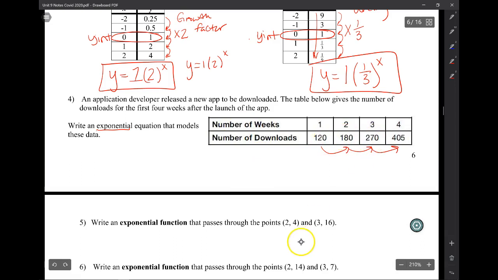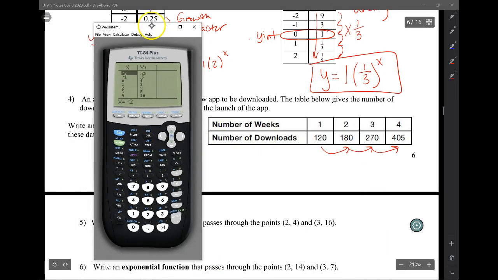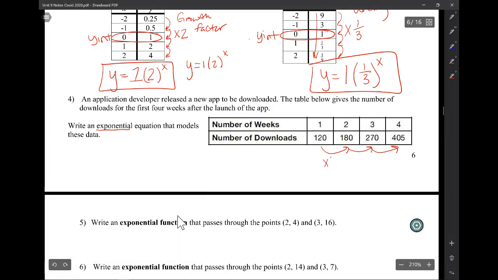120 to 180, 180 to 270. So again, if you take out your calculator and you actually do week 2, so let me go to my home screen. If you do the users on week 2, which is 180, and divide it by the number of users from week 1, it looks like it's growing by 1.5 times. Let's confirm that by doing week 3 divided by week 2. It should be the same amount every single week for it to be considered exponential growth. So this is being multiplied by 1.5 over and over and over again. So when we write our equation, we know the base of our equation is 1.5.